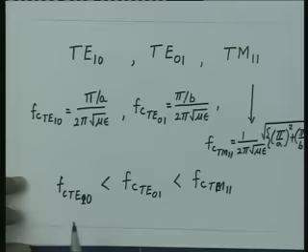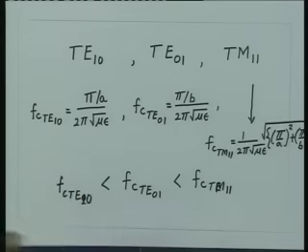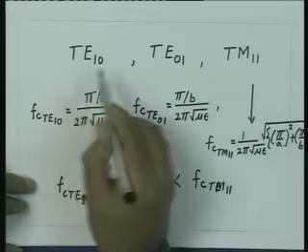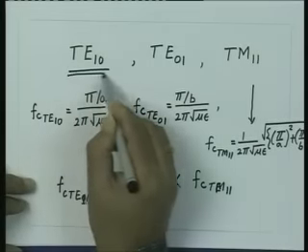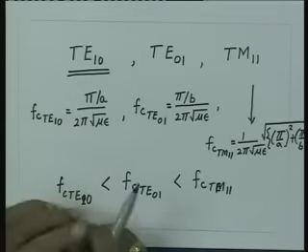It is possible that if the frequency lies between this and this, only this will propagate, but others will not propagate because they will be below cutoff. If the frequency lies somewhere here, then these two will propagate, this will not propagate, and so on. But this is the lowest frequency which the waveguide is capable of supporting. That is the reason this mode, the TE10 mode, is the important mode for a rectangular waveguide. And this mode therefore is referred to as the dominant mode of the rectangular waveguide.